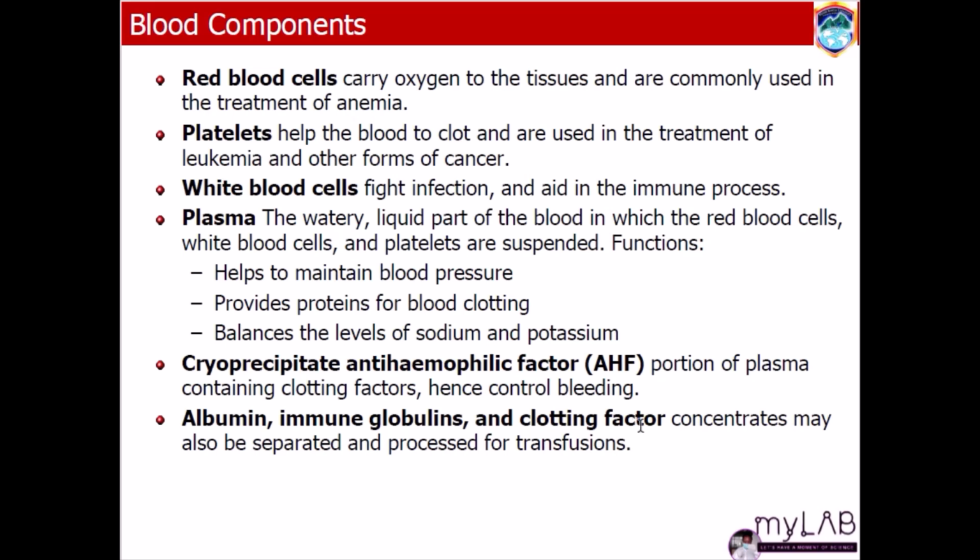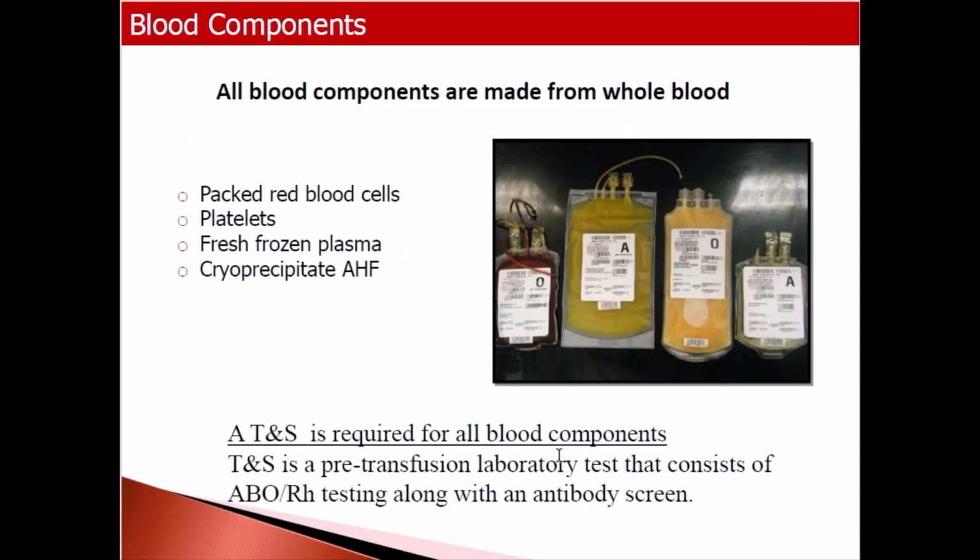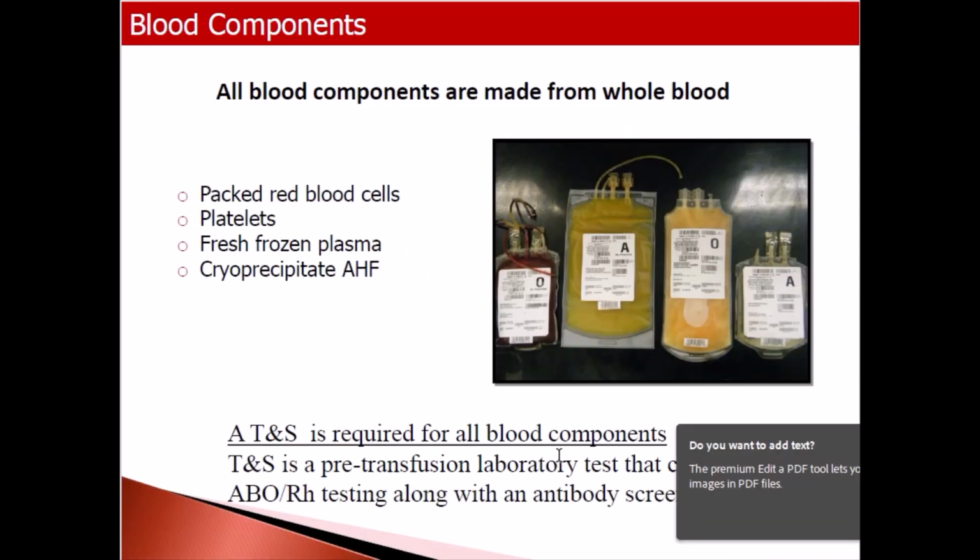So you can extract albumin from the blood, you extract IgGs, that is the immunoglobulins, IgM, IgE, depending on what you want, and of course even many clotting factors. We have factor 8, factor 7, etc. And those can also be separated and processed for transfusions. So all of these blood components, of course, usually come from whole blood.